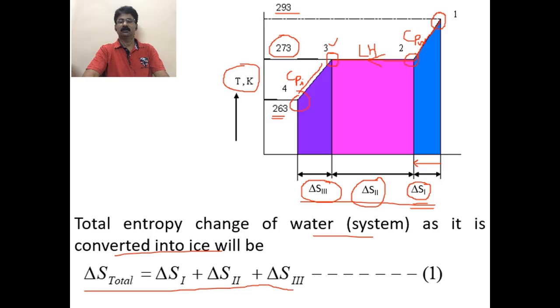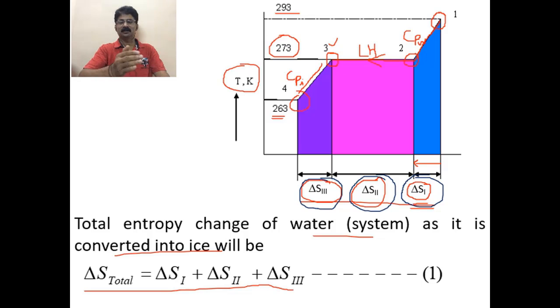Water 20 to water 0, let me take a different color. This is water 20 to water 0, water 0 to ice 0, ice 0 to ice -10. I hope it's very clear for you.